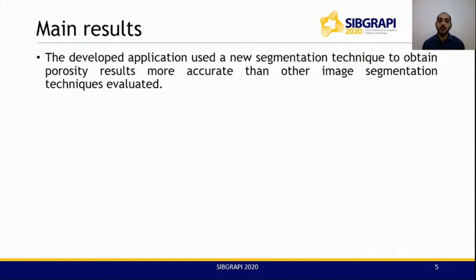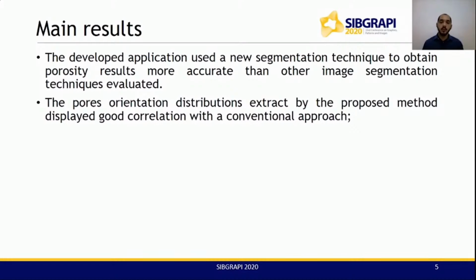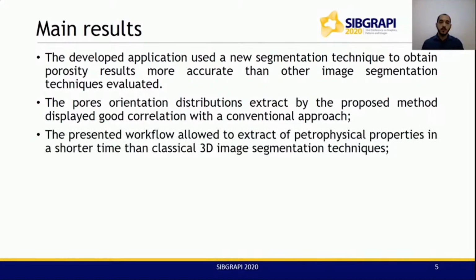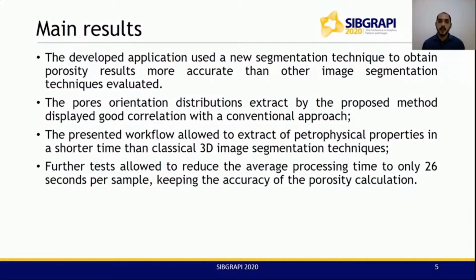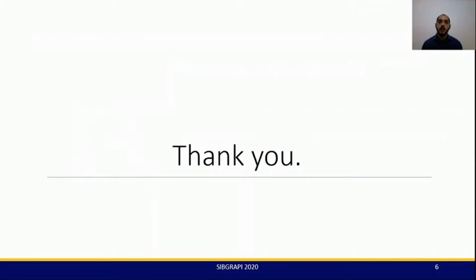The developed application used a new image segmentation technique to obtain porosity values more accurate than other image segmentation techniques evaluated. The calculation of pores orientation distributions with this new method showed good correlation with data provided by a conventional approach. In this work, it was possible to extract some petrophysical properties of rock samples in a shorter time than it can be achieved by a classical 3D image segmentation technique. Further sensitivity tests allow to reduce the average processing time to only 26 seconds per sample, keeping the accuracy of the porosity calculation. Thank you for watching.